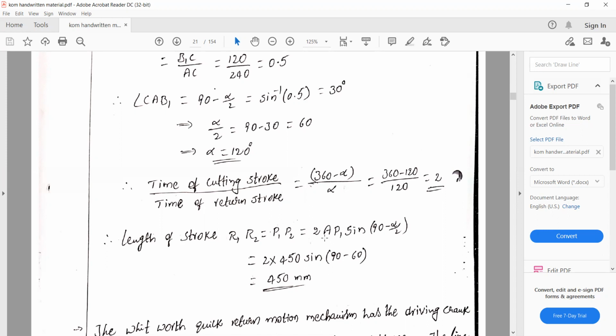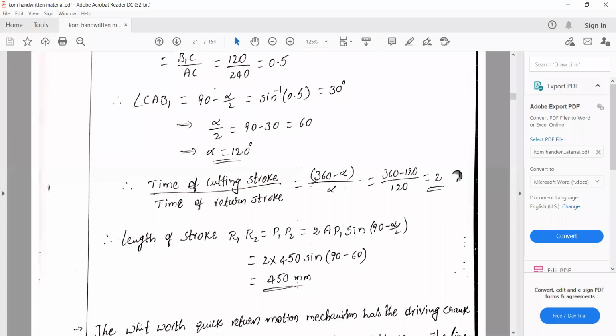So when we take 2 times AP1 sin(90 - alpha/2), that is equivalent to P1P2. Just substitute the AP1 value and alpha value. Then we get our length of the stroke value, that is 450 mm. Is it clear? Please raise your queries.